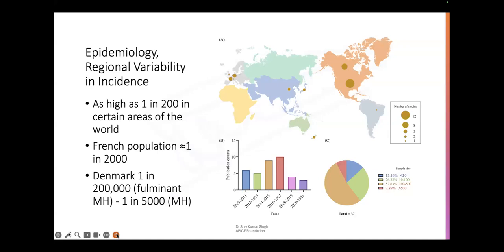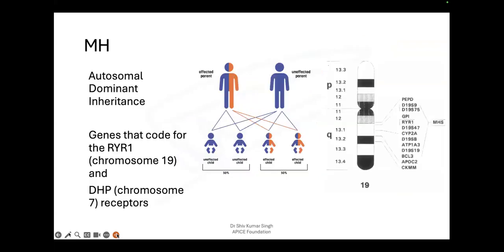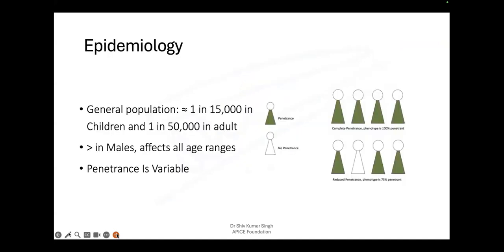But MH is reported in almost 1 in 5,000. In India, we don't know what the incidence is. Okay. So like I said, it is an autosomal dominant inheritance. Male child, there is 50% penetrance in there, and there is a variable penetrance. So even if there is an affected parent, it's not necessary that the children will have MH in 100% of cases. And the gene involved is on chromosome 19 for the ryanodine receptor 1 and on chromosome 7 for the dihydropyridine, that is DHP receptors.